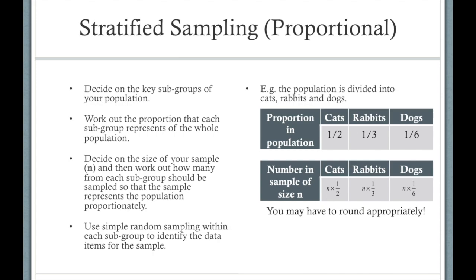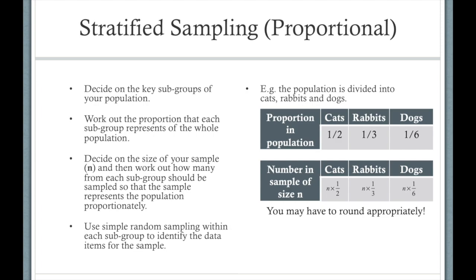We work out the proportion that each subgroup represents of the whole population. We then decide on the size of our sample, which is 20, and we work out how many from each subgroup should be included in the sample so that the sample represents the population proportionately. So, for instance, within the example that I have here, if half of the population consists of cats, then half of the sample should be taken from the cat population.